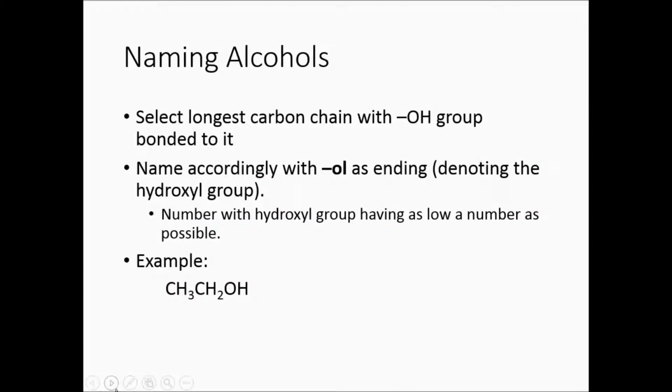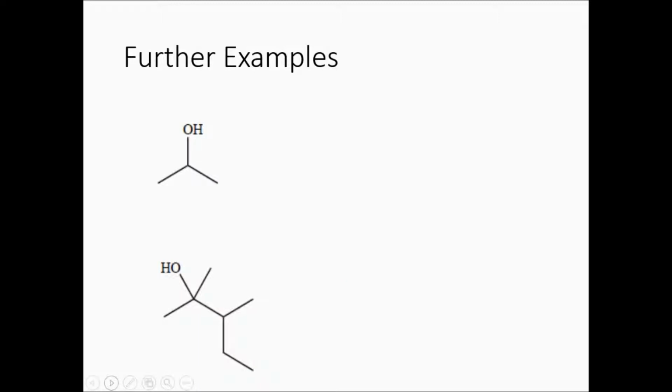Next we'll look at how we name alcohols. What we do is select the longest carbon chain with the hydroxyl group bonded to it, and then name accordingly with the "ol" ending, denoting the hydroxyl group. We number so that we minimize the number on the hydroxyl group. So let's have a look. Here, I have CH3CH2OH, 2 carbons in my chain, so I have ethane, and because there's no ambiguity about where the hydroxyl group is, I can just call it ethanol. There's a second example. If I'm going to name it systematically, I look at this carbon chain here. I have 1, 2, 3 carbons, so it's propane, and then my hydroxyl is in the 2 position, so propan-2-ol.